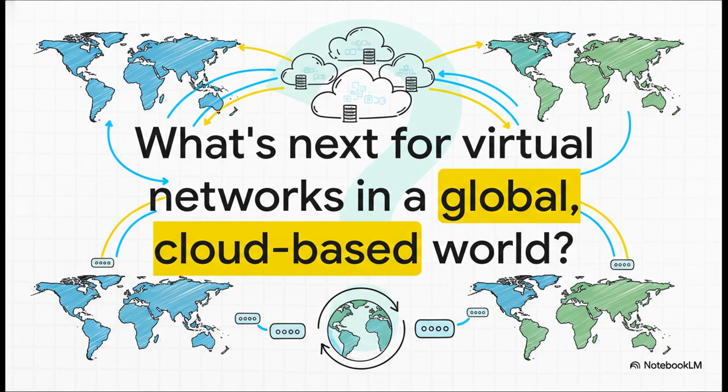We figured out how to create these virtual networks inside a single building. But what happens now as our data moves into these massive, globally distributed cloud data centers? How do we stretch these same ideas across the planet? What does a virtual network even look like when it has to span entire continents? Well, that is the next great frontier in taming network chaos.